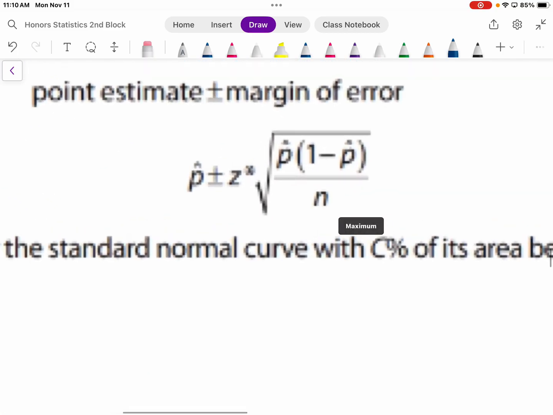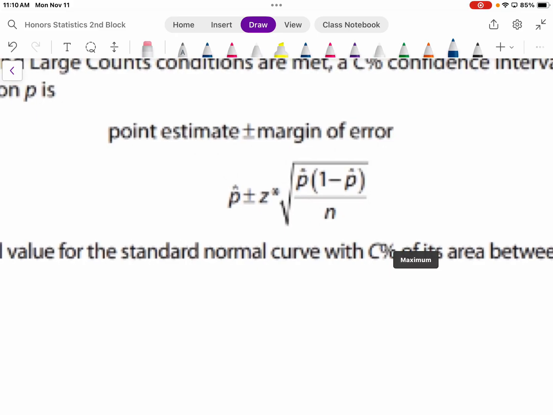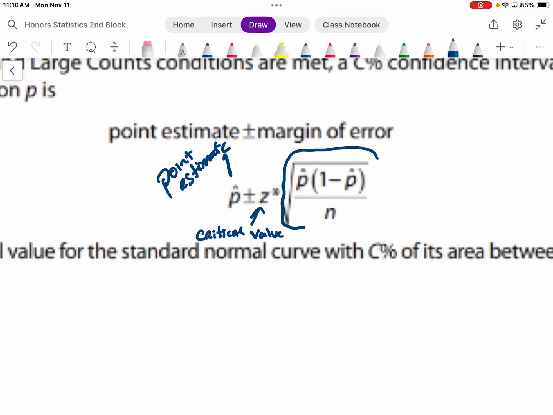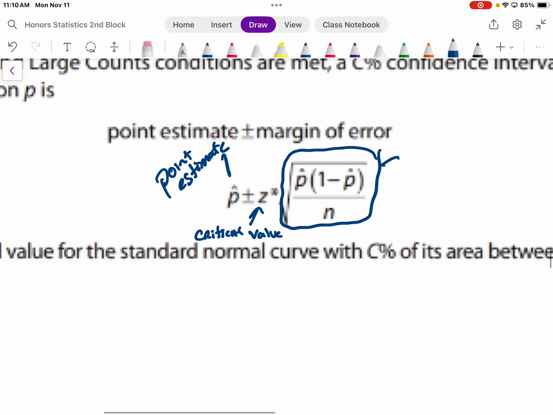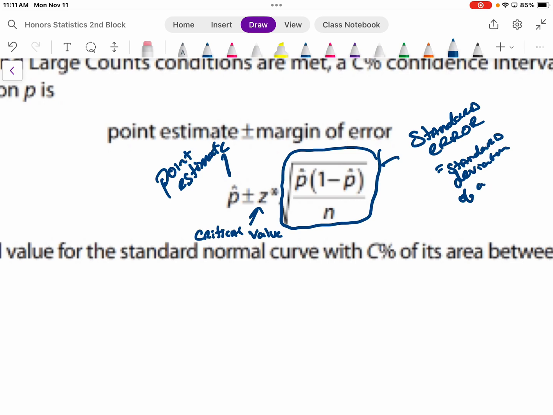So little connections here. Let me blow up on this formula. Remember, p hat, that's our point estimate. Z star, again, that's our critical value. That's what we just spent time calculating. And then the whole square root part, that part right there, is known as the standard error. Now, last chapter, we learned that was the standard deviation of a sampling distribution.